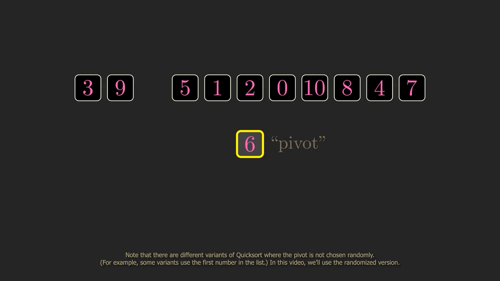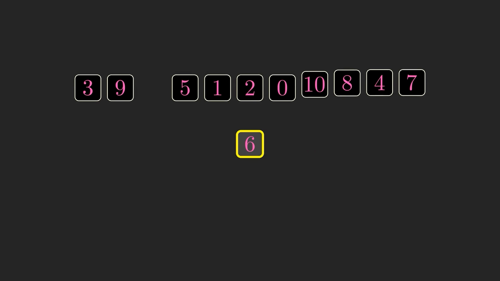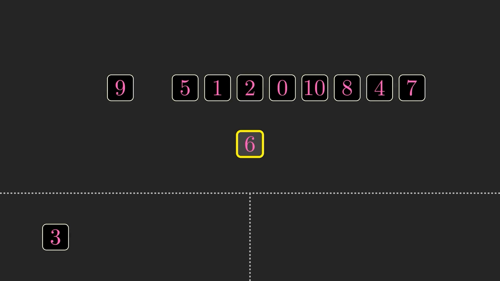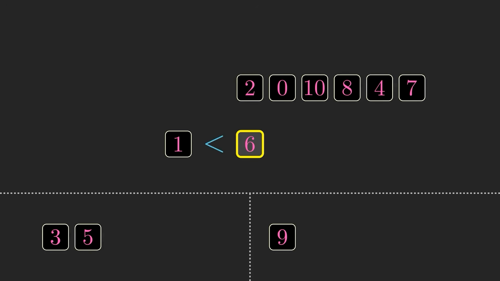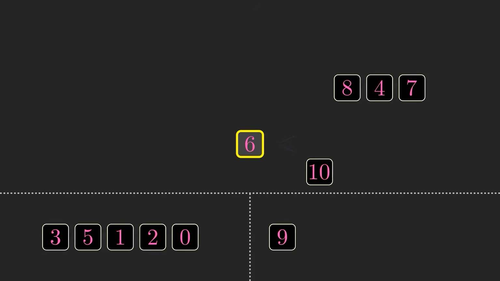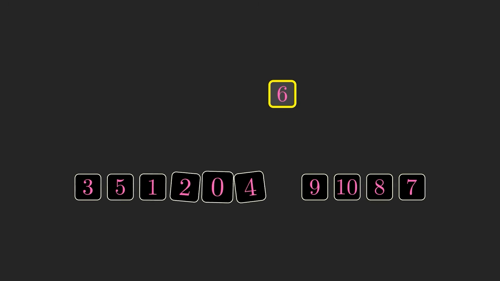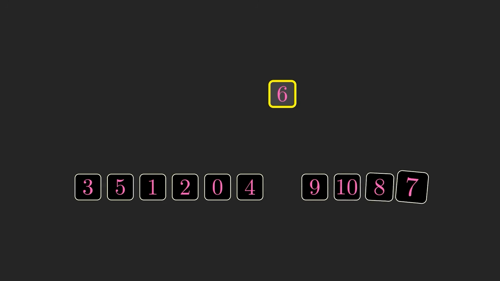Now what we're going to do is separate the rest of the numbers based on how they compare to the pivot number. Starting at the beginning of the list, 3 is less than 6, so we'll move 3 to the left. If a number is greater than the pivot, we'll move it to the right instead. We keep doing that for each number in the list besides the pivot. So eventually we end up with 3 parts, a left sublist, the pivot, and a right sublist.